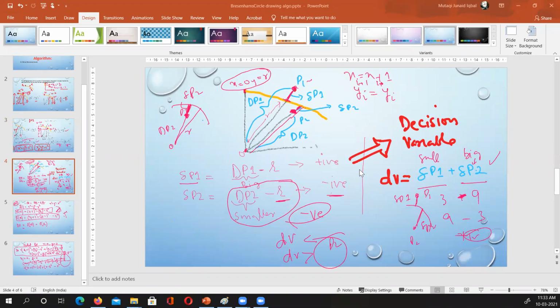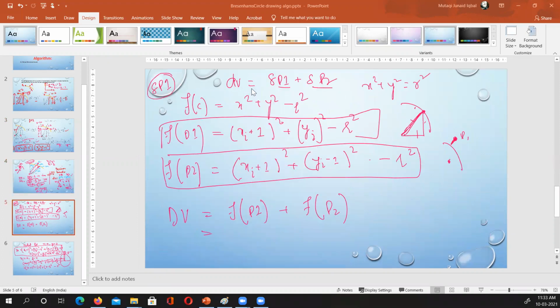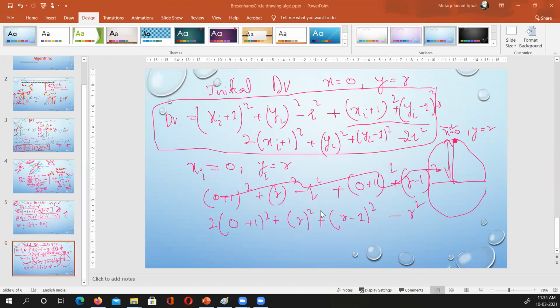Now I said that your decision variable, to choose which should I choose, P1 or P2, I need to add delta P1 and P2. So I'm calculating what is the function of circle at the P1. That's going to be x square plus y square minus r square, the function of circle. At P1, x will increment, y will not increment. And at P2, x will increment also, but y will decrement. Only difference is that. Now I need to add both together. So I'm adding them both together.